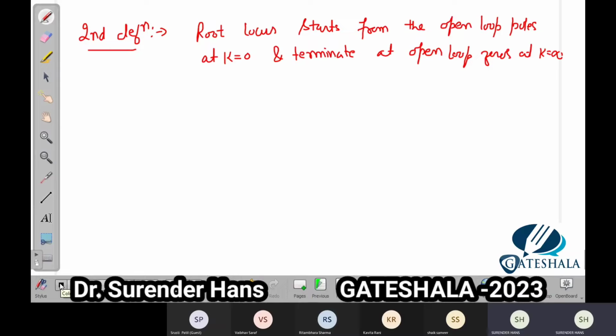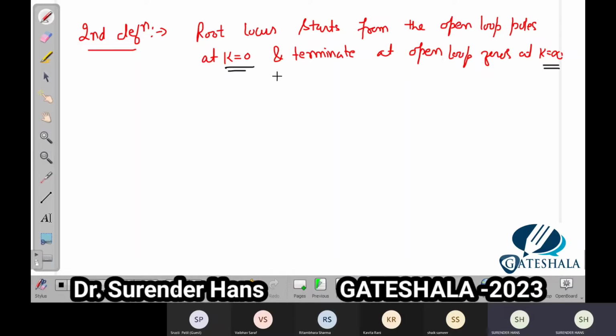Let me just clarify this word by word. What is the meaning of this first statement? Root locus starts from the open loop poles and terminate at open loop zeros. That is, start at k is equal to 0 and terminate at k is equal to infinity. What does it mean?